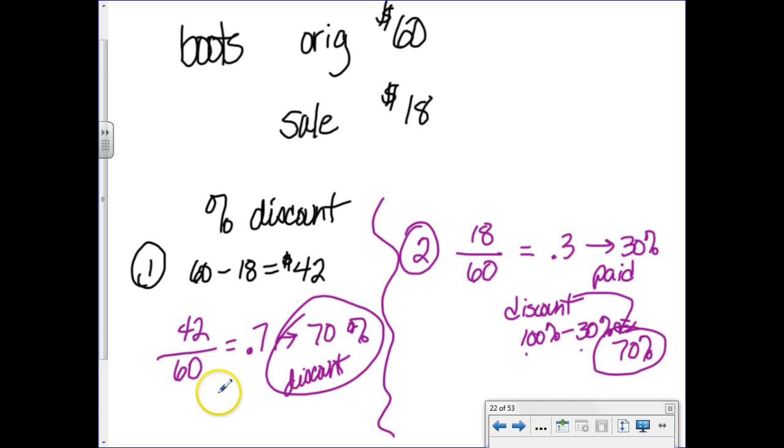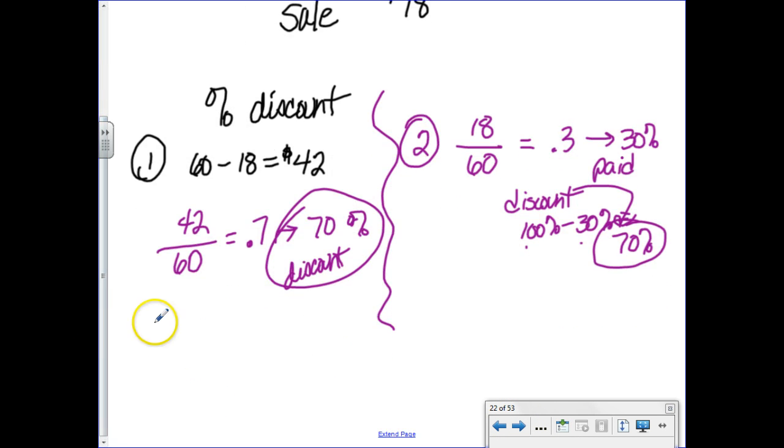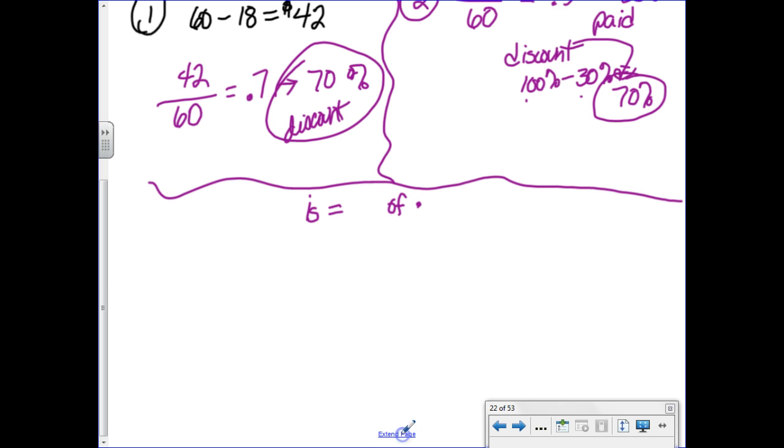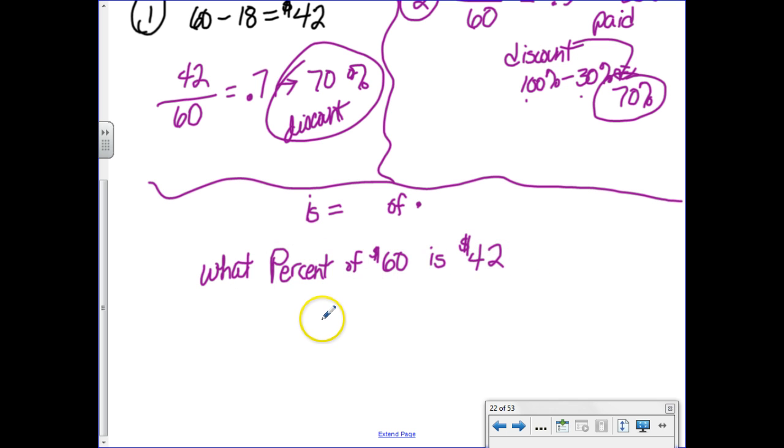Or, okay, just to probably make things even more confusing, you go back to thinking what I've told you about this percent equation, with is always translating to the equal sign, the of translating to your multiplication. And the question that you're really asking is this: what percent of my original $60 price is, and then you had to find the difference there, is $42. Okay, because that is my discount. What percent of $60 is 42?